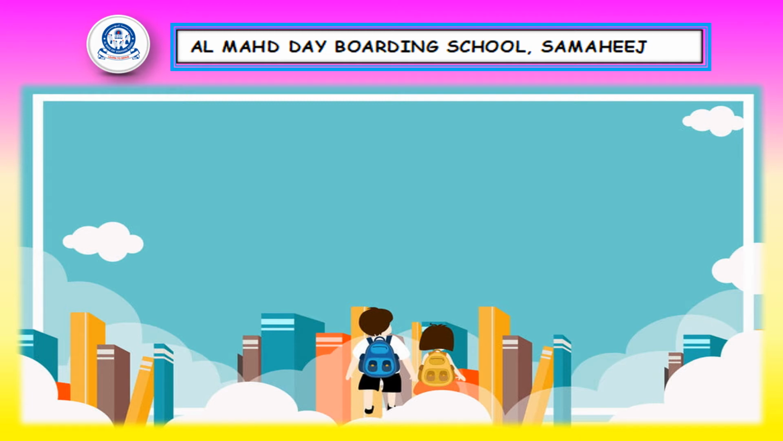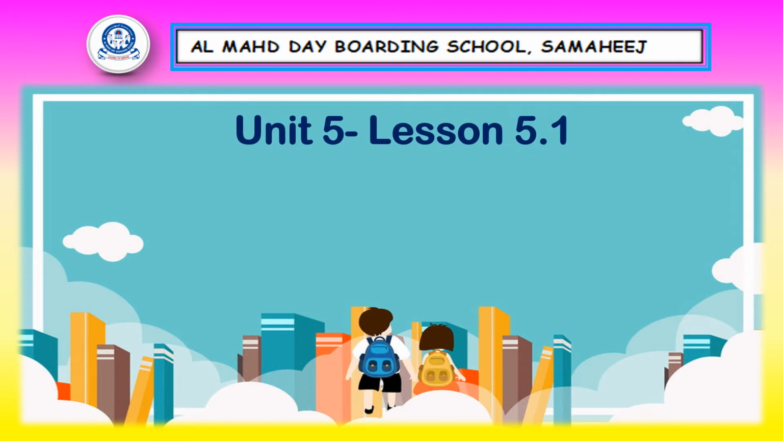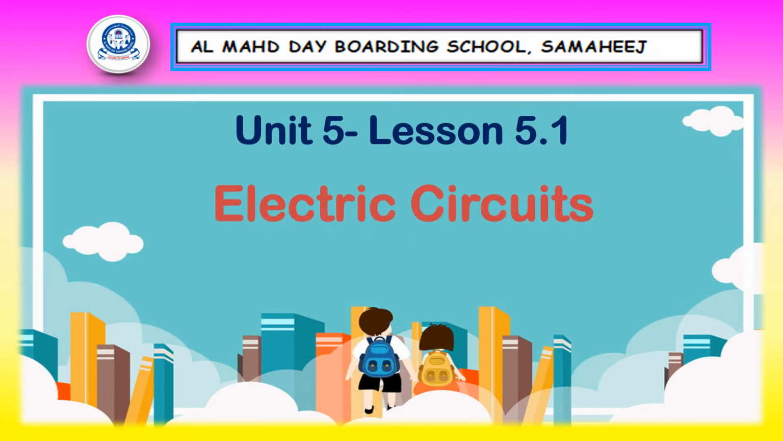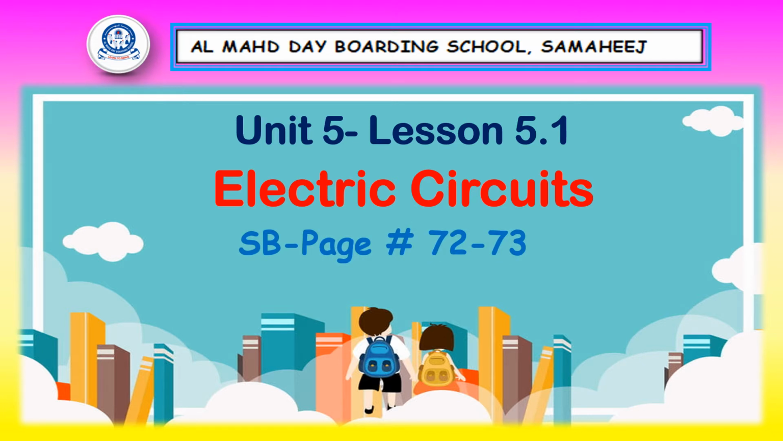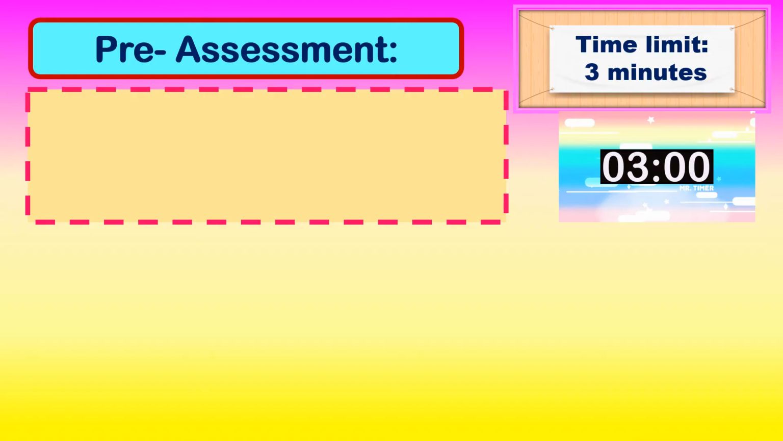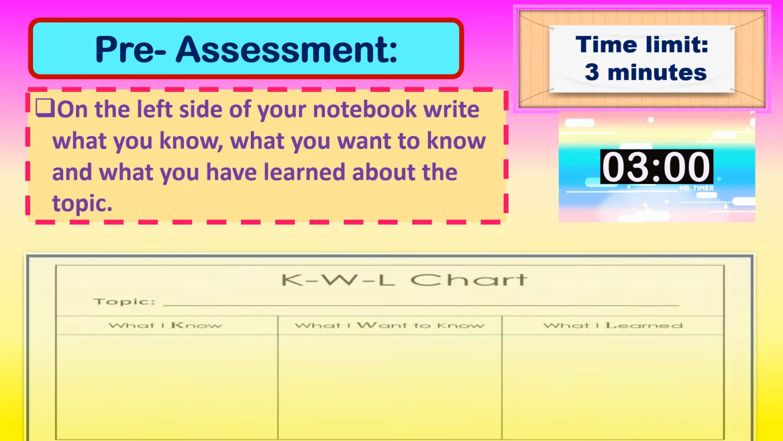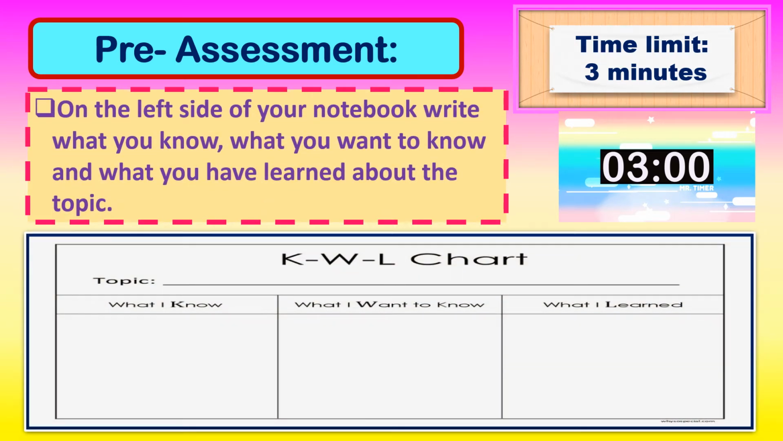Hi there, students. Today, we're going to learn about Lesson 5.1, Electric Circuits. In your student book, it is on pages 72 to 73. To start with, let's do the pre-assessment. You will fill up the KWL chart.